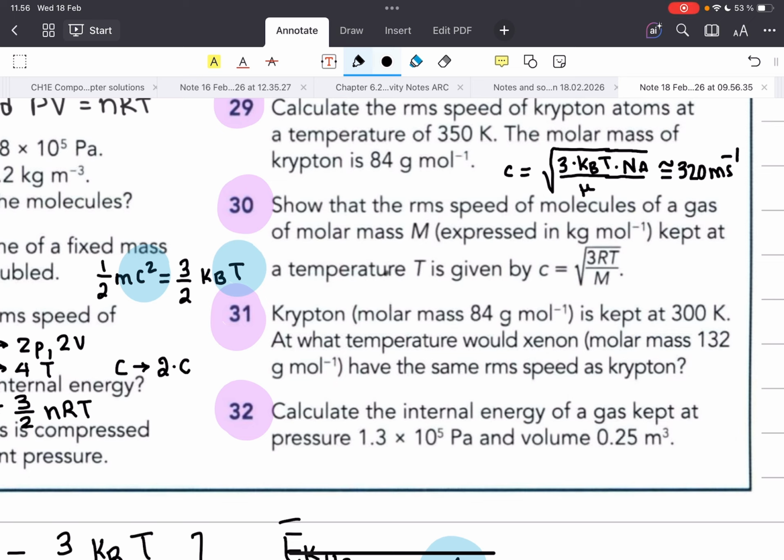I recommend that you also look into 32 and perhaps 31. Not so much into 30, but you're welcome to look into 30 as well.